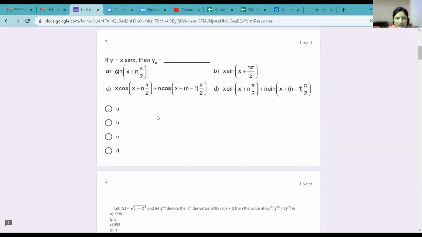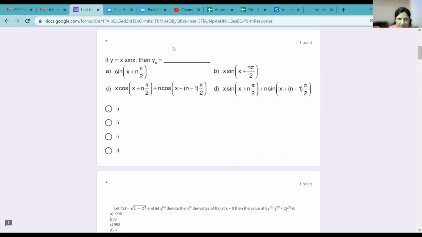Okay. The next. Tell me the answer for x into sin x. If y is equal to x into sin x, then the nth derivative of the given function. Consider u and v. u is equal to sin x because we know the nth derivative of the standard function. We know the nth derivative of sin x, and the next derivative of x comes as 1. So what will come now here? Option D.